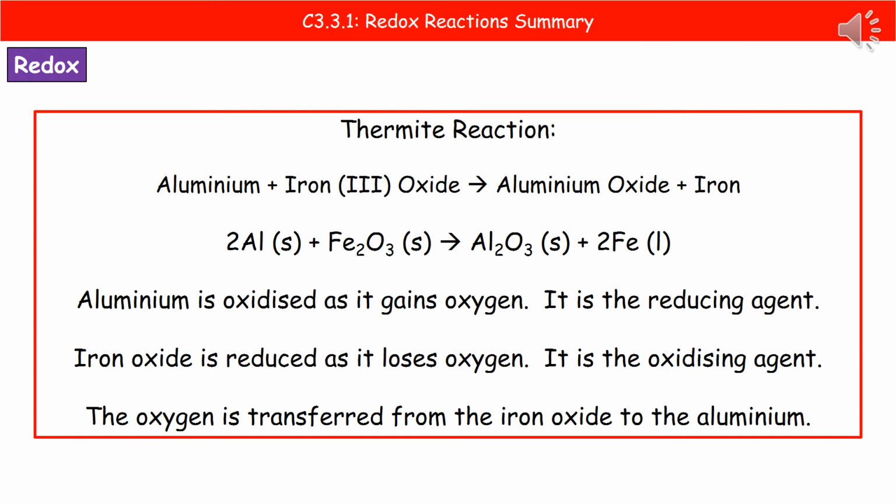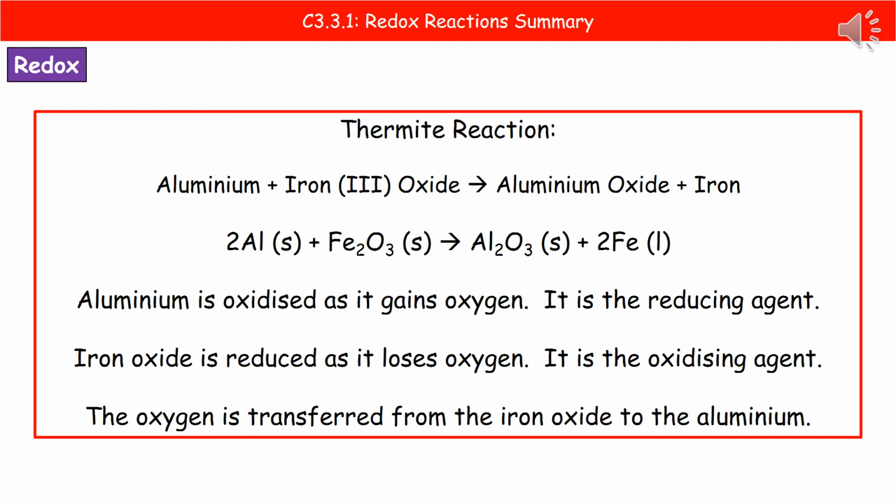So one of the best demos that we can do as a redox demo is the thermite reaction. What we're doing here is we start off with aluminium and iron 3 oxide, and then we're going to trigger the reaction into aluminium oxide and iron.